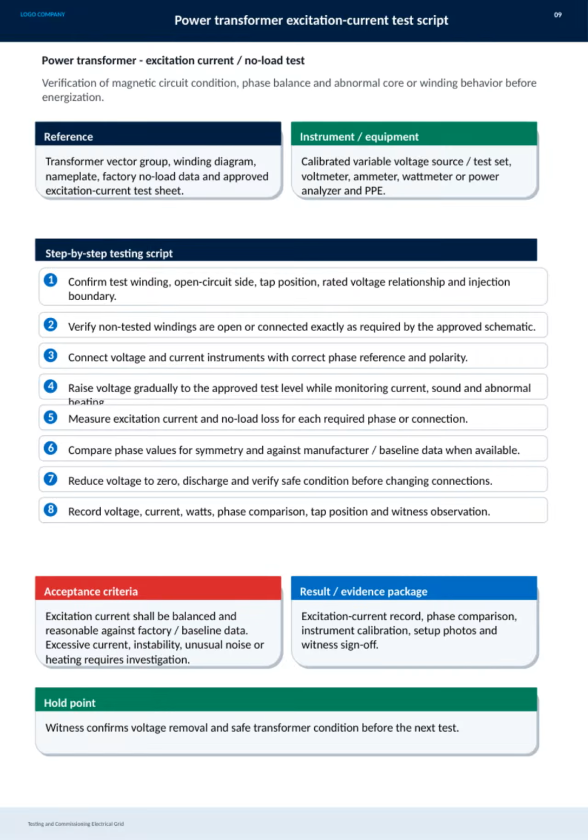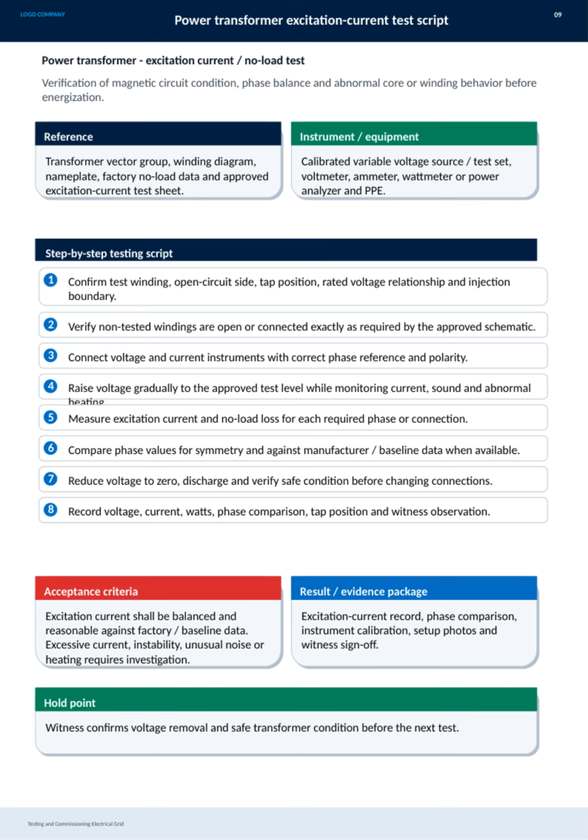For equipment, we rely on a calibrated variable voltage source, voltmeter, ammeter, wattmeter, or power analyzer, along with proper personal protective equipment. The step-by-step test begins with confirming the test winding, positions, and voltage relationships. Next, it's crucial to ensure that non-tested windings are correctly isolated or connected as per the approved schematic. We then connect the voltage and current instruments with the correct phase reference and polarity to maintain measurement accuracy. Voltage is raised gradually to the approved test level while continuously monitoring current, sound, and any signs of abnormal heating.